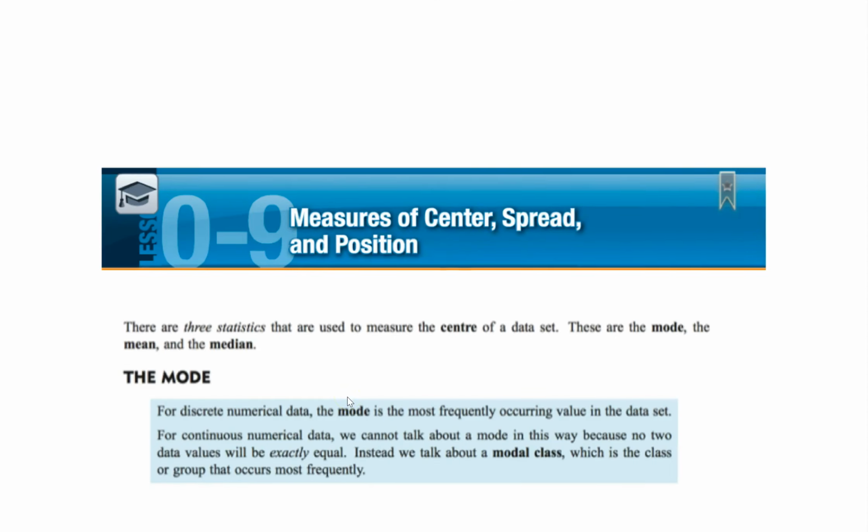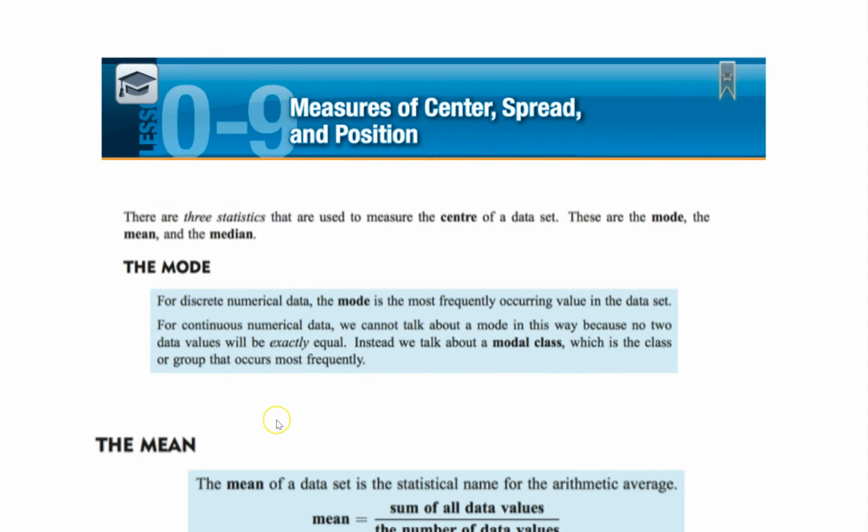Okay, now let's look at the next lesson that we're going to do here today. Now this one we're going to need a calculator. We're talking about measuring center, spread, and position. All these guys you probably learned in grade school. We're going to go over them again, and then we're going to go a little further with our calculator.